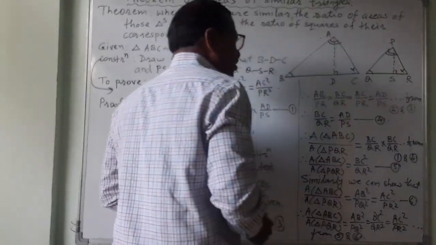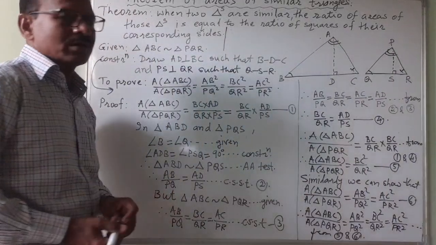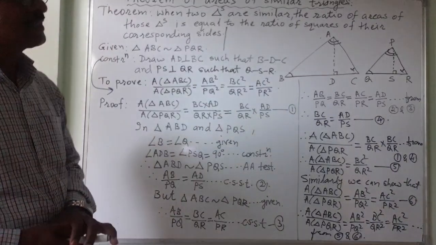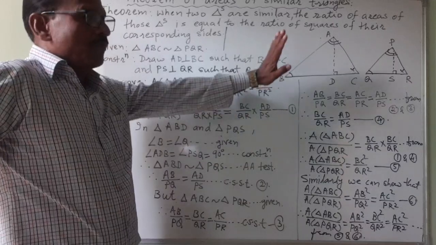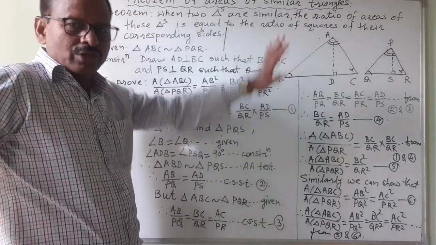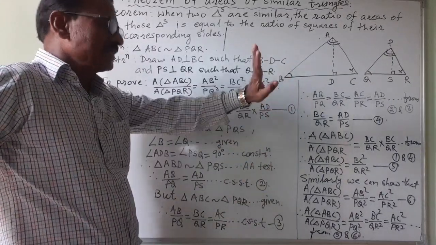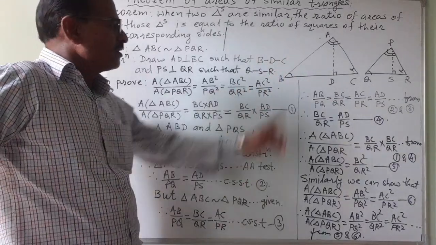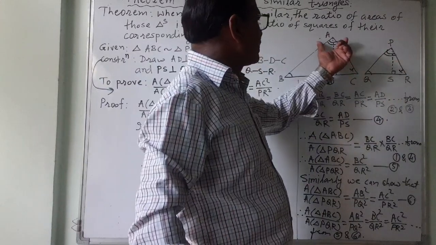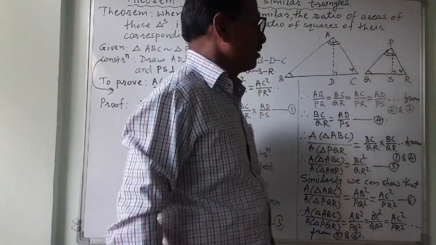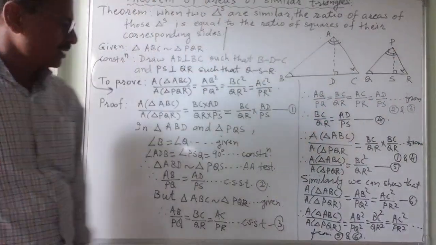That I know because those are the angles of the similar triangles, corresponding angles of the similar triangles. For corresponding sides, the ratio is equal, but the angles are always equal. Means this B is equal to Q, this C is equal to this R, and this A is equal to this P. That is the meaning of similar triangles.